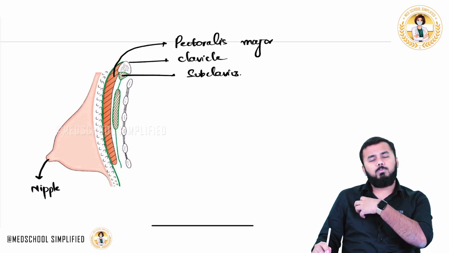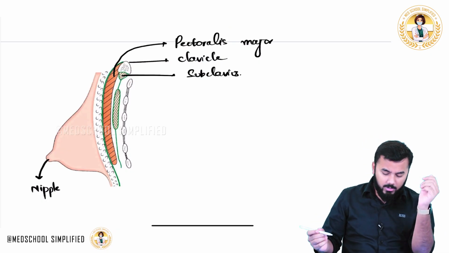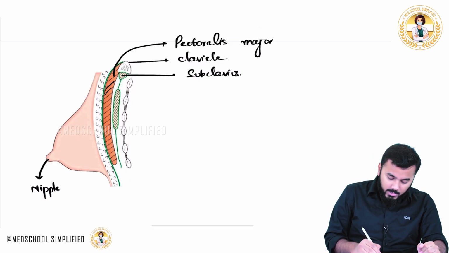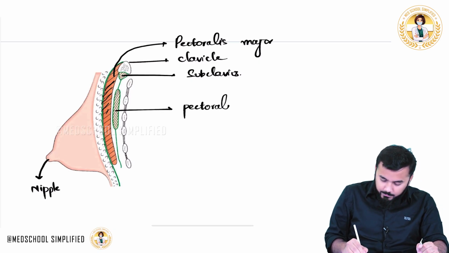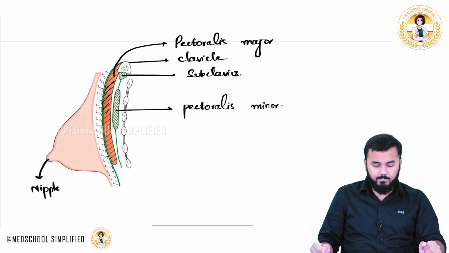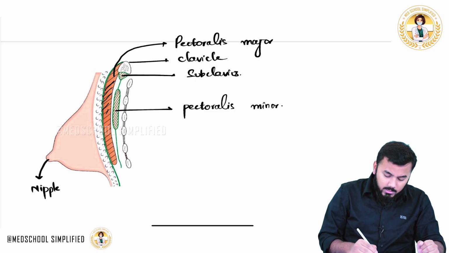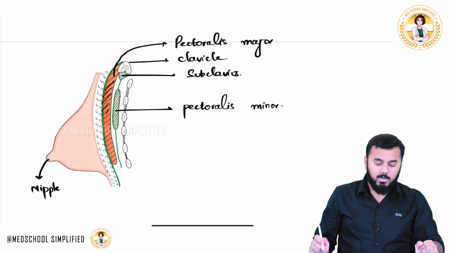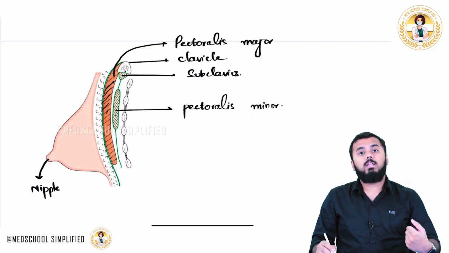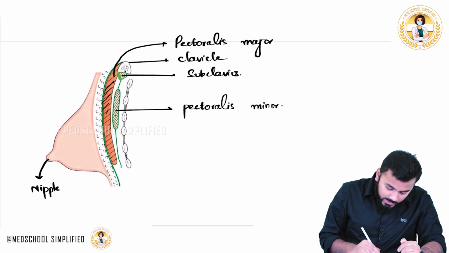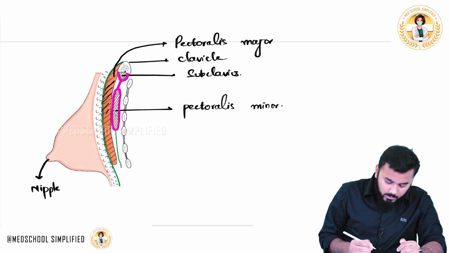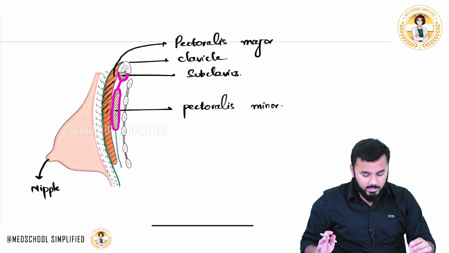Next important thing is that if I remove this pectoralis major muscle, deep inside I will find pectoralis minor. So this entire muscle here is pectoralis major. Deep inside I am finding this small muscle called pectoralis minor. And I have already told you that between the clavicle as well as the pectoralis minor, whatever fascia I have here is called clavipectoral fascia. So this fascia, which I am highlighting with the pink, is called clavipectoral fascia. On one side it encloses your subclavius muscle, on the other side it encloses your pectoralis minor muscle.